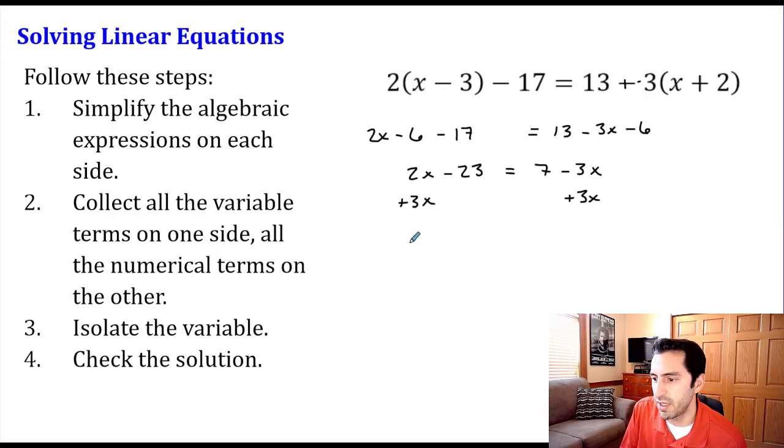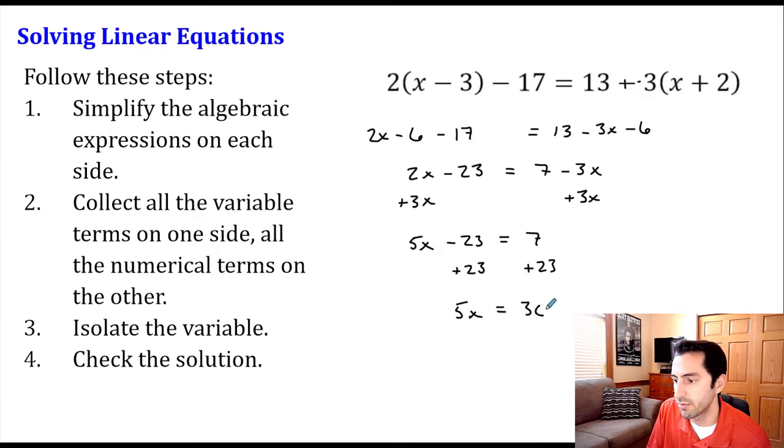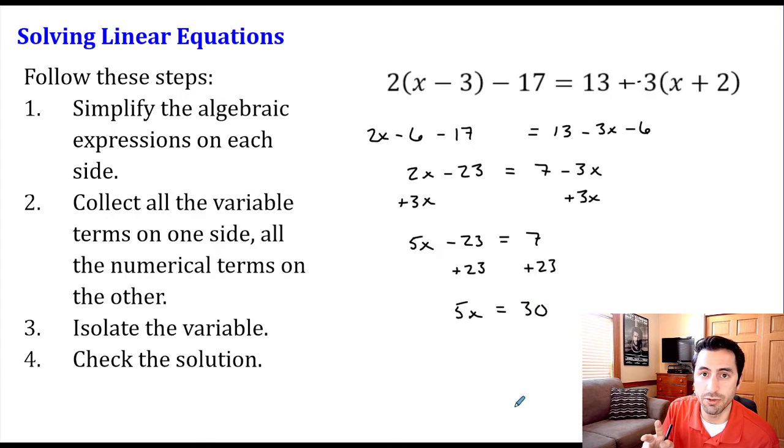So adding those together, we get 5x, and we still have the minus 23. And now on this right-hand side, negative 3x and positive 3x gives me 0. So that's why I added the 3x. I wanted those to cancel out. I want all the numerical terms on the other side, so we'll add 23. Same idea. So adding 23 gives me 0 on the left side. And then over here on the right side, I can combine those terms together, and I get 30. So that takes care of step 2.